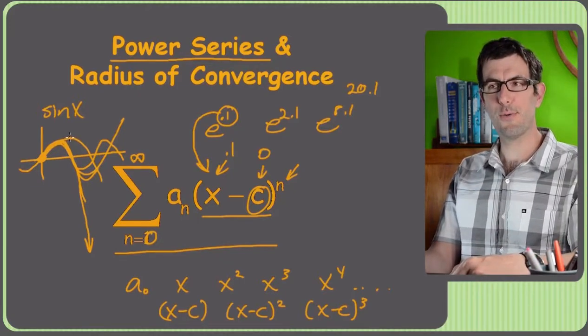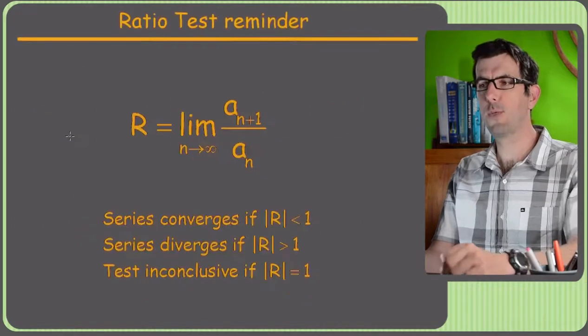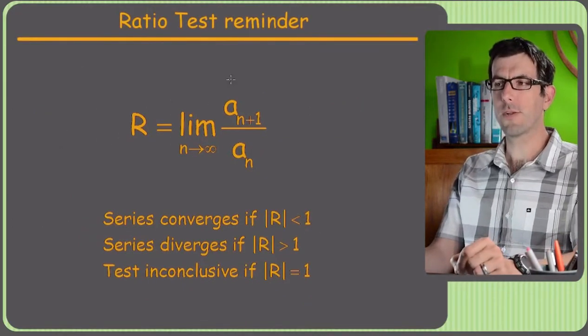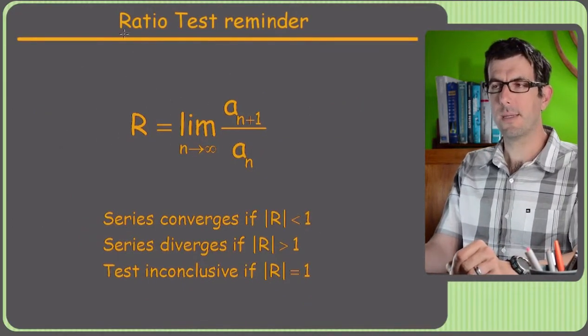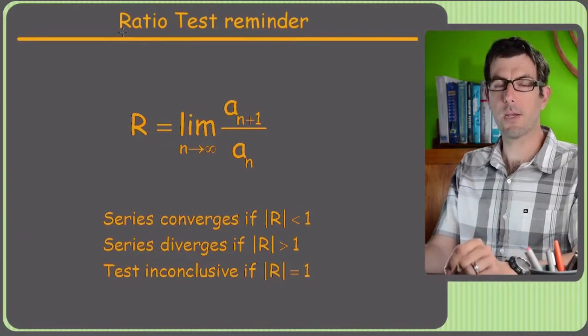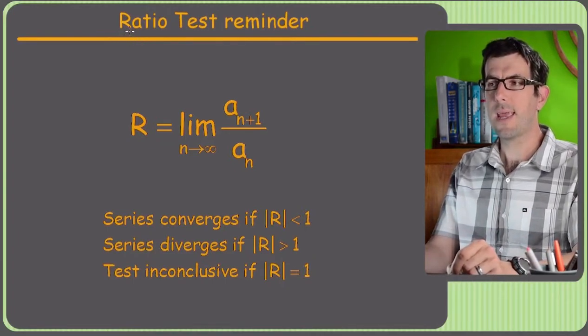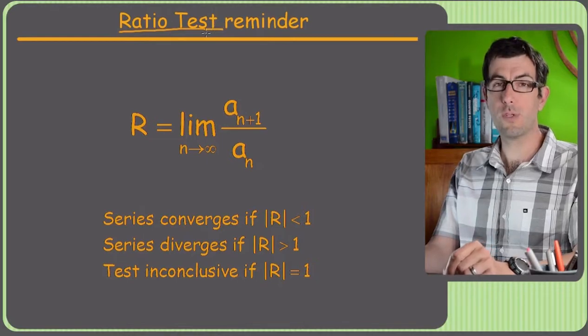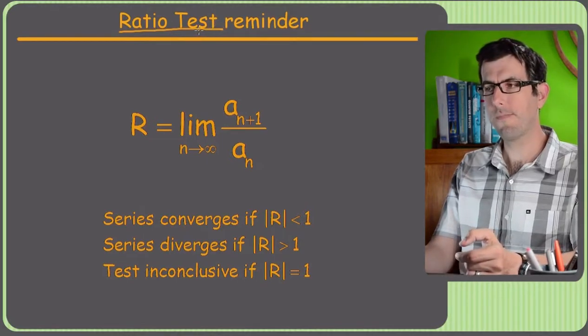And now we're just going to show how to do the problems, because it turns out to not be too bad. Just as a reminder, the ratio test was one of the many tests from a couple of chapters ago about convergence and divergence of series. And the ratio test is going to be the one we use for this radius of convergence thing.